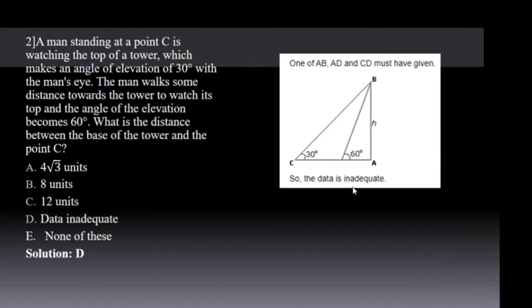You can understand it from the figure. So a man is standing over here. He is moving towards the tower. First the angle of elevation is 30. When he moves closer and closer, he stops at this particular point such that the angle of elevation becomes 60 degrees. Now with only the angles of elevation, we cannot find anything.